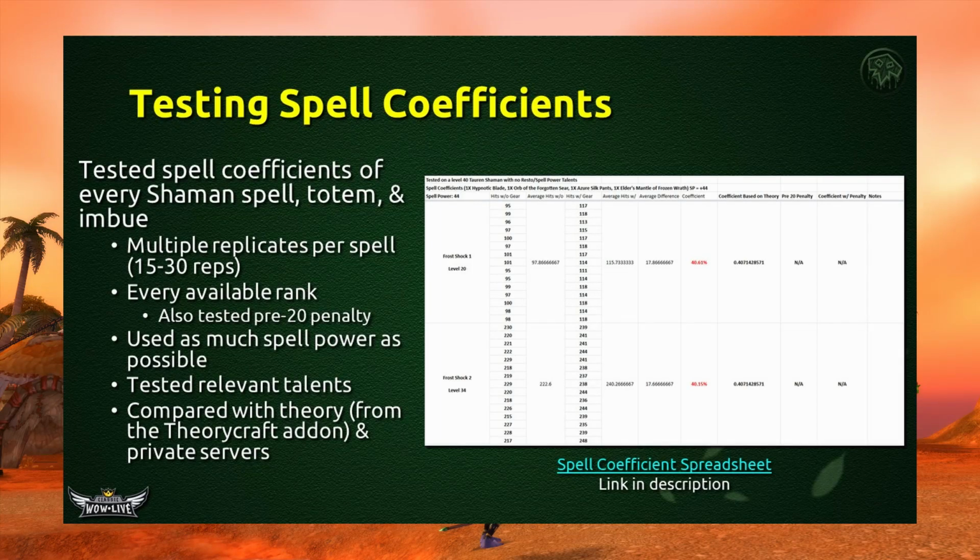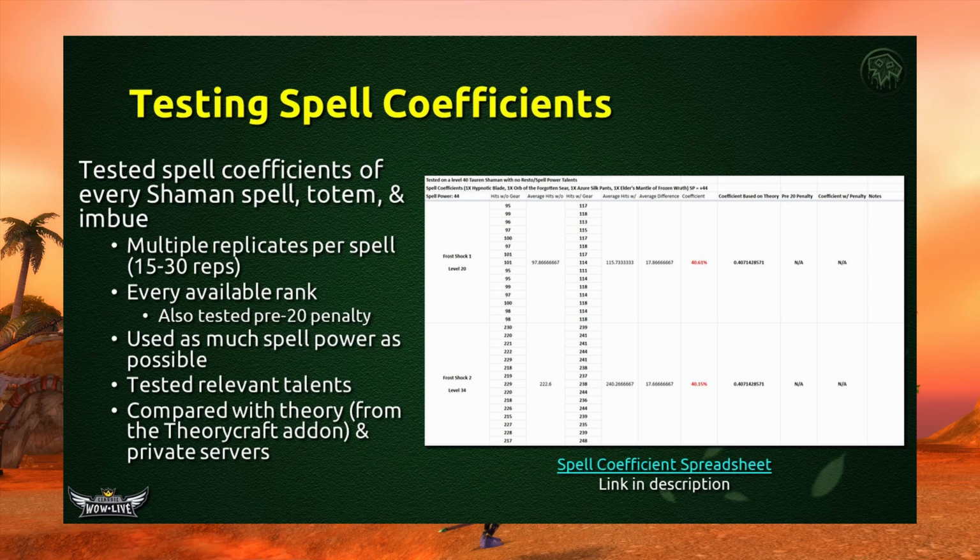So how did I test these spell coefficients? I tested them with every shaman spell, totem, and imbue with as many talents as possible. I did multiple replicates per spell, 15 to 30 reps depending on the spell. I did every available rank. Again, the beta was only up to level 40, so I was only able to do spells 40 and below. I accrued as much spell power as possible, and I compared with theory from the Theorycraft add-on and from what I've found out from private servers. So this is a comparison between what was known back in vanilla, at least what was calculated back then, what was calculated on private servers.